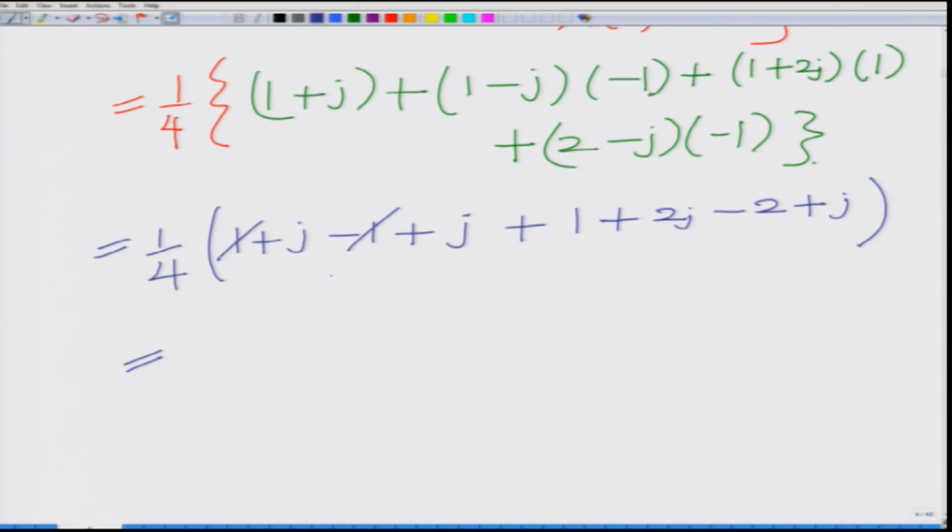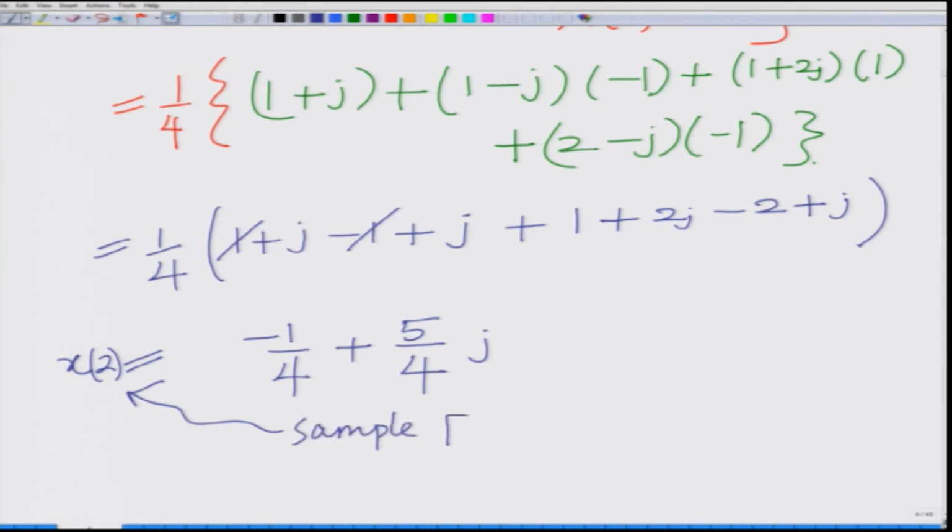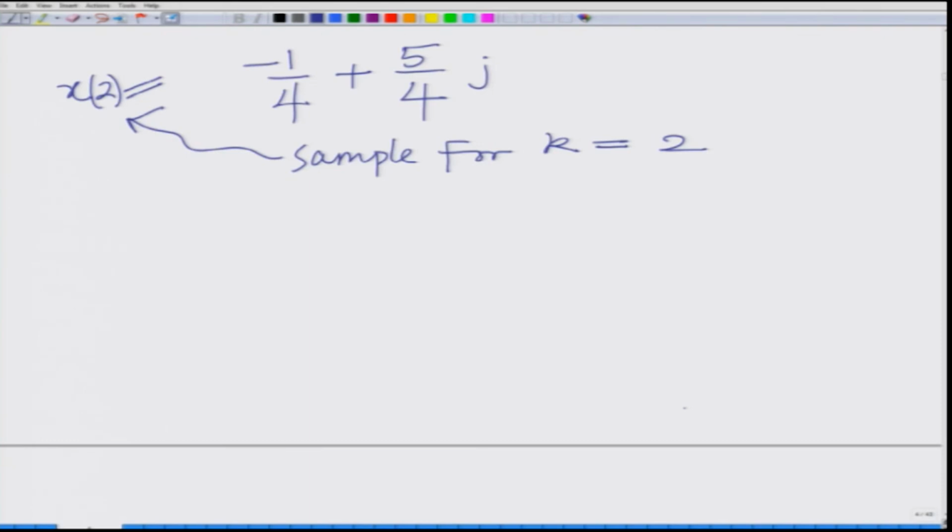So, basically I have over here a 1 minus 2. So, this is minus 1 over 4, and basically I have 2j plus 2j plus j, that is 5j. So, plus 5 by 4 times j, and this is in fact your x2, that is the sample corresponding to k equal to 2.